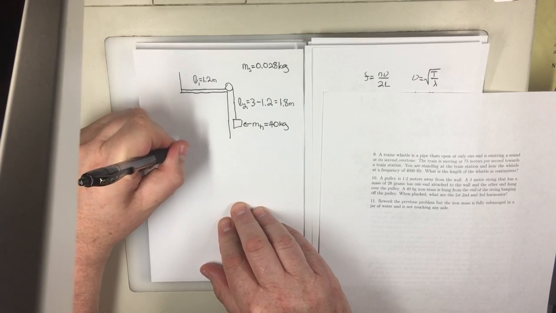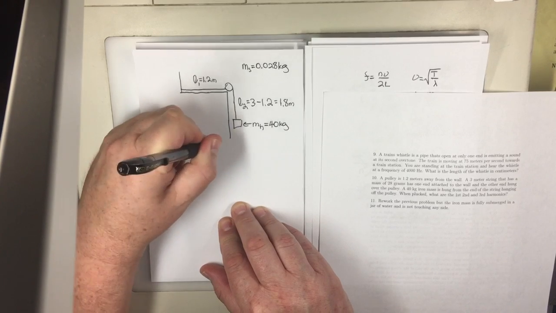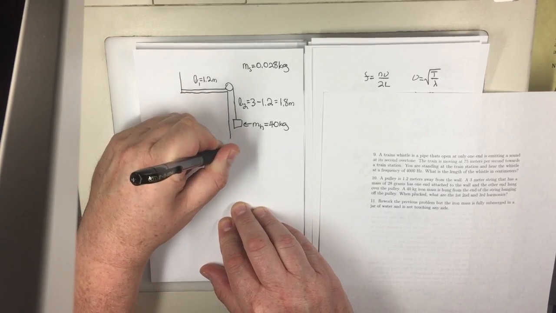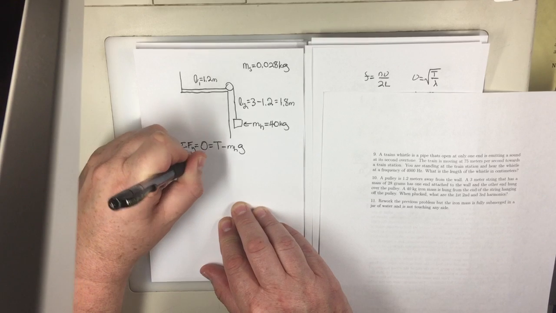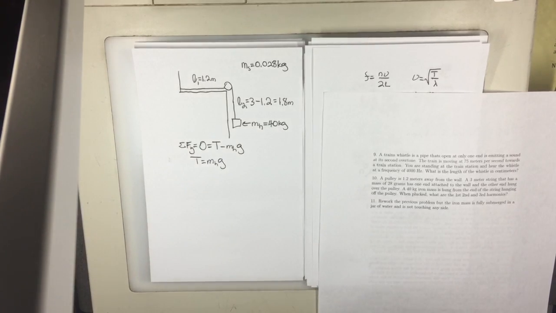Now, the tension in the string comes from the sum of the forces in Y, which is 0, which is T minus mhg. So the tension is hanging mass times gravity. Iron will become more relevant in problem 11, but I have to do number 10 just to show you what's going on.